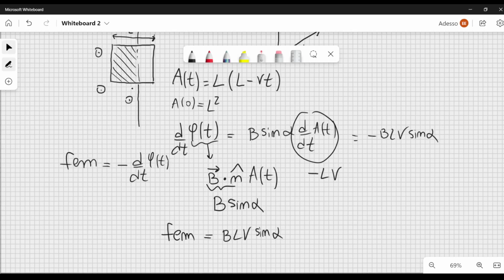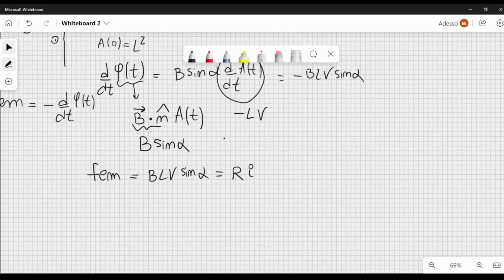And now that we have the voltage applied to the coil, this will be equal to the electrical resistance in the coil multiplied by the current that's present in the coil. So this current I is generated by the magnetic field, and in particular by the flux, by the fact that we are extracting the coil and this area is changing with respect to time. Otherwise, if the flux did not change, then the derivative would be zero because the area would be constant. And from here we get that I, the current, is equal to BLV sine alpha divided by the resistance R.